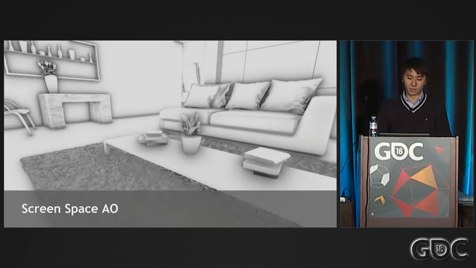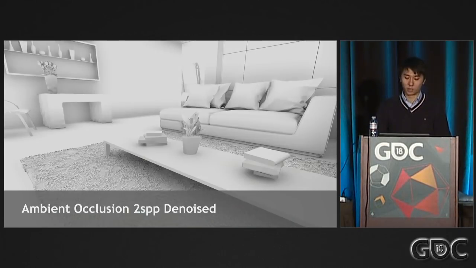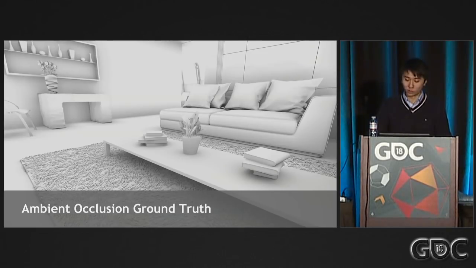So here's some comparison. So this is screen space AO. You can see it does provide a sense of occlusion, but if you look closer, it's also like an edge detection. It darkens everything at the edges, and there's a halo around that plant there. And this is our ray tracing based solution with two samples per pixel plus denoising. So you see it's very different. And so it's an easy sell. And this is the ground truth, again, rendered with a lot of samples per pixel, converged.